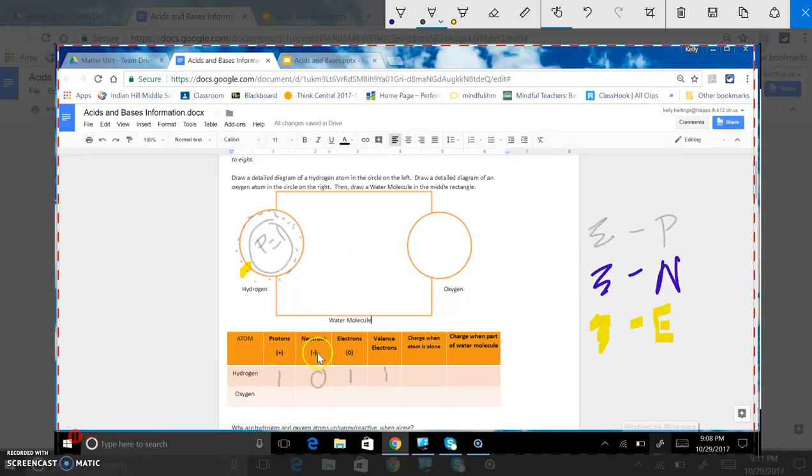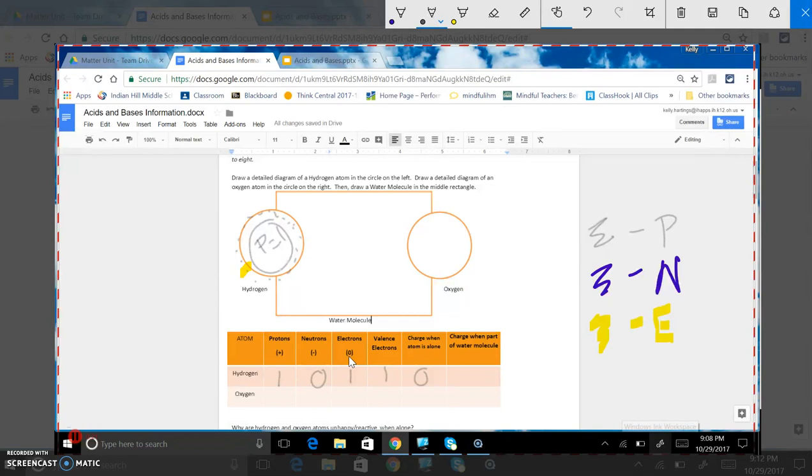And I just realized that these are messed up on your notes, so you want to definitely change those. Electrons have a negative charge and neutrons have a 0 charge, so please make sure you change the charges there. But moving on, we're going to go ahead and say 0. But we will talk about this last column later, and it's the charge when part of a water molecule. So we'll come back to hydrogen in just a second.